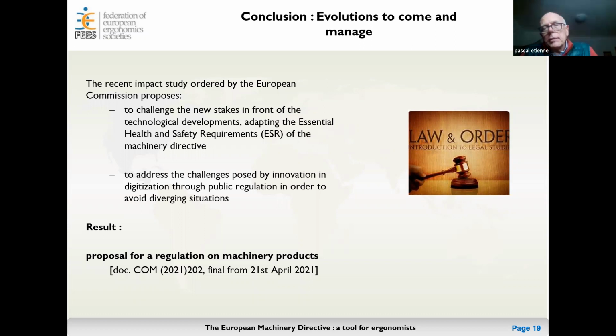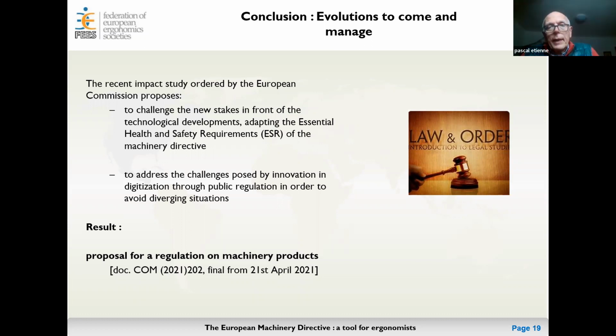But as in different cases, the very general objectives are more or less fulfilled in the present proposal. Concerning the essential health and safety requirements, there is a real update of the requirements, and it seems rather interesting, and there is no discrepancy between the present directive and the new essential health and safety requirements. There is a real improvement, maybe partial, but improvement.